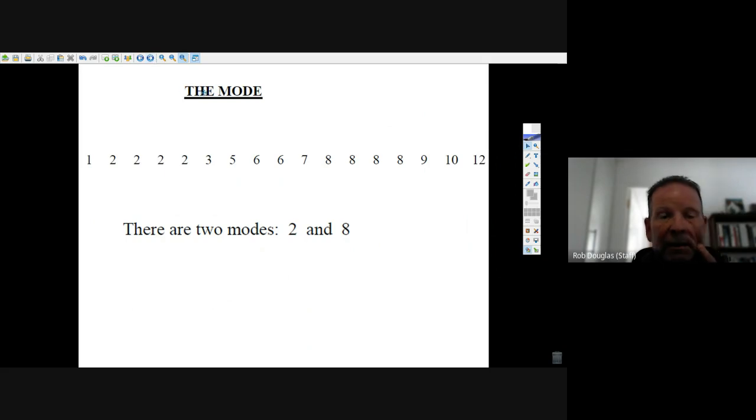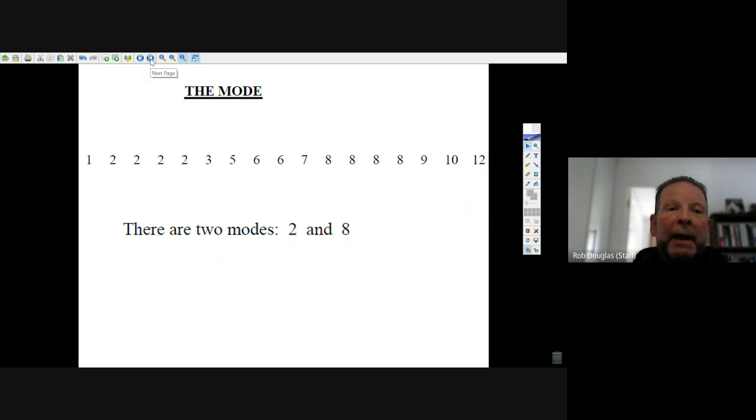The next term is the mode, and that's what happens most often. You can have 1 mode, you can have 3 modes, you could have 5 modes, I guess. You could have any number of modes, but it's the one that repeats itself the most. Well, in this data, there are 4 2s here, there are 4 8s here, so there are 2 modes, 2 and 8. Sometimes there's 1 mode, but that's what the mode is. The mode is most often.